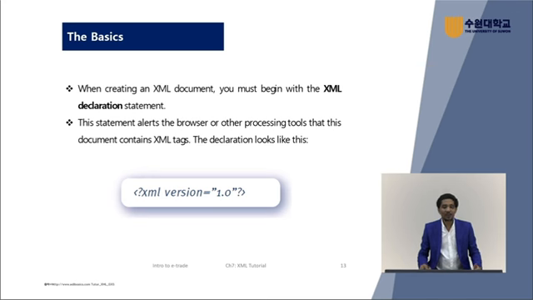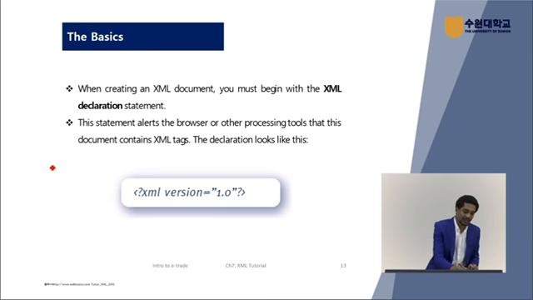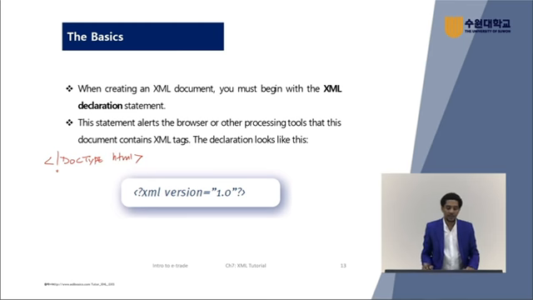So when creating an XML document, you must begin with an XML declaration statement, right? Just like we declare our HTML. As I've said, when we start writing HTML code, we have to precede our code with the document type HTML, okay? So this is to tell our browser that this code is an HTML code, right?